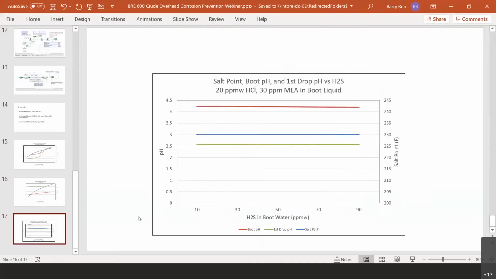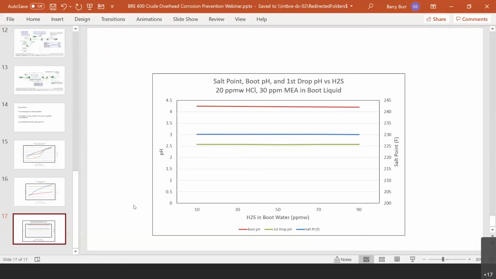The last scenario I'm going to show you is that H2S is the other acid that is often measured in these boot waters, and people talk about it. And I wanted to see what our model says is the effect of adding H2S from a low level to a high level, holding the HCl and the MEA concentrations constant.